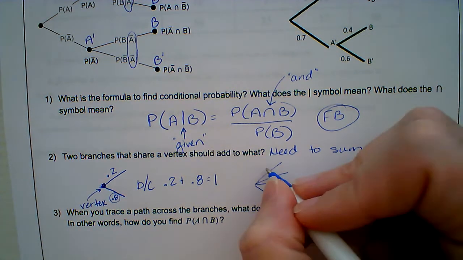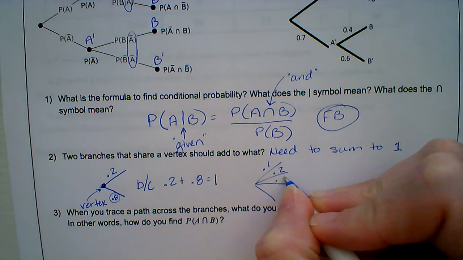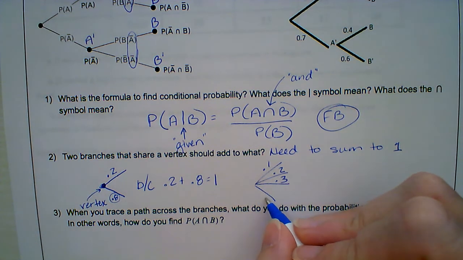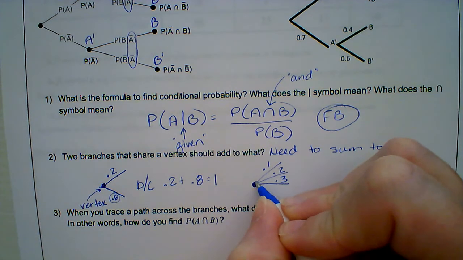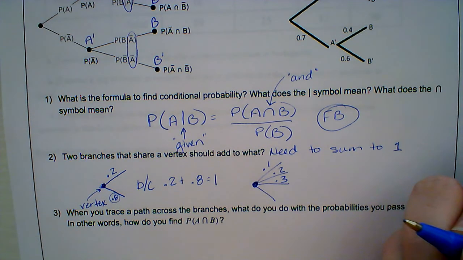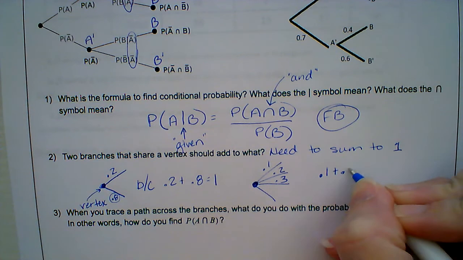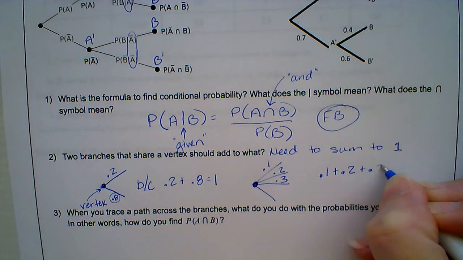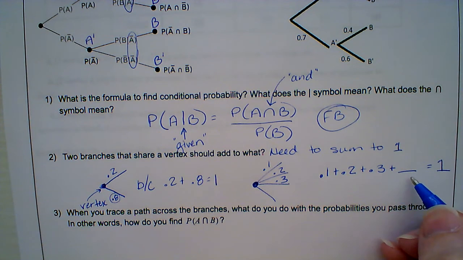All right, let's say I have like 0.1, let's say I have 0.2, let's say I have 0.3. What's this bottom branch going to be? Well, we got to remember, if they share the same vertex, they all have to add up to what? 1. So I need 0.1 plus 0.2 plus 0.3 plus what has to equal 1. Well, what's going to go in here?